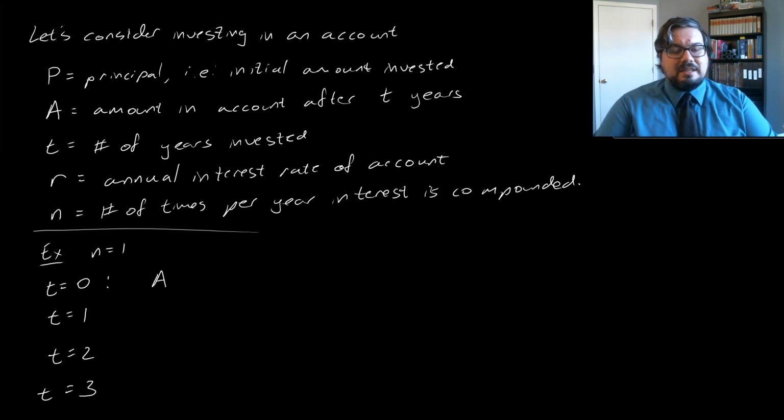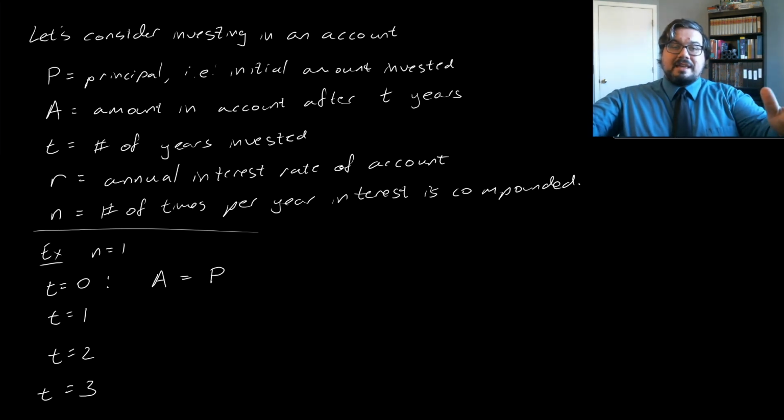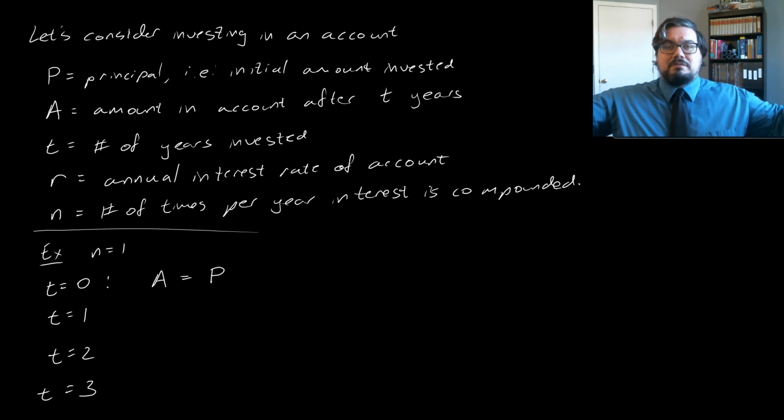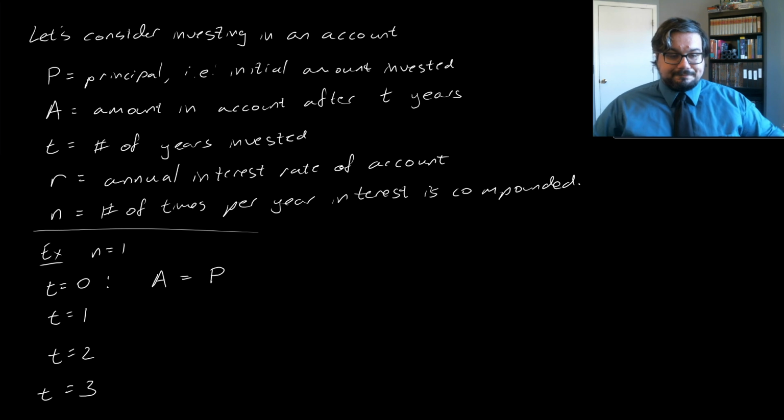So at time t equals 0, the amount in the account is simply the principal that you invest. You take a chunk of money, you put it into the account, and that starts the clock. And the amount of money in the account is exactly as much as you started with.